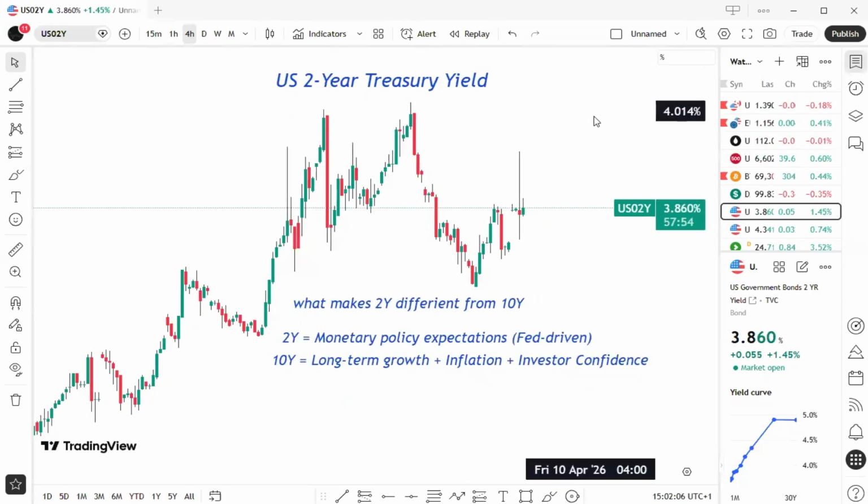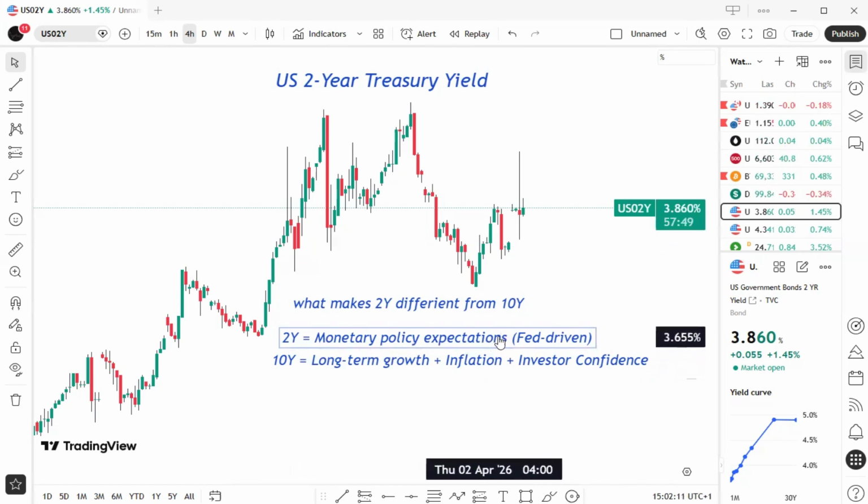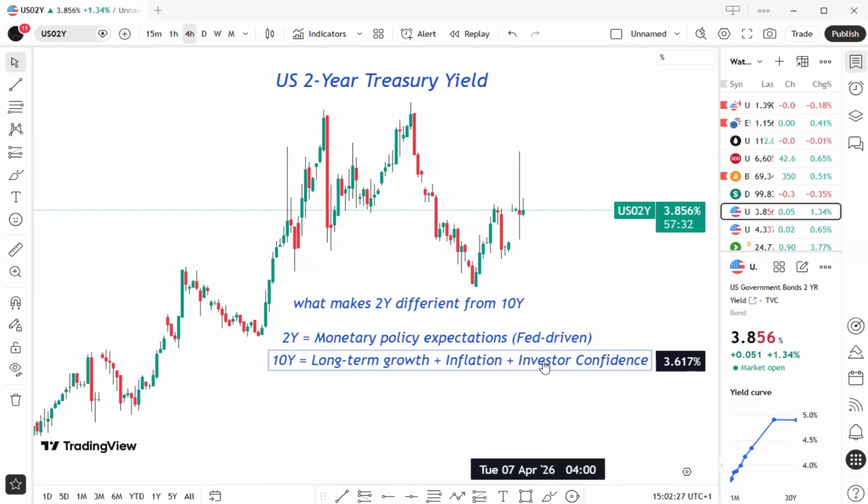What makes the US 2-year yield different from the 10-year is that the 2-year is monetary policy expectations driven by the Fed. So you talk about the expectations of whether the Fed is going to hike or ease rates. The 10-year talks about the long-term growth of the economy, inflation, and investor confidence. Whenever the 2-year yield is rising, it's telling you that the Fed is expected to hike rates. And whenever it is falling, it's telling you that the Fed is expected to ease rates.